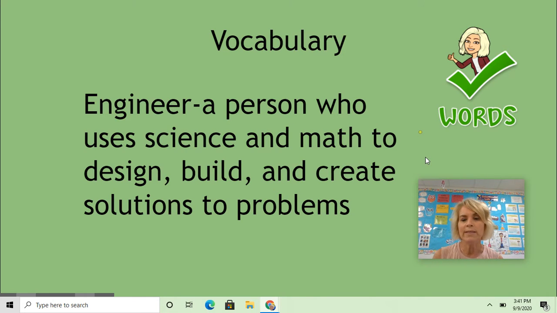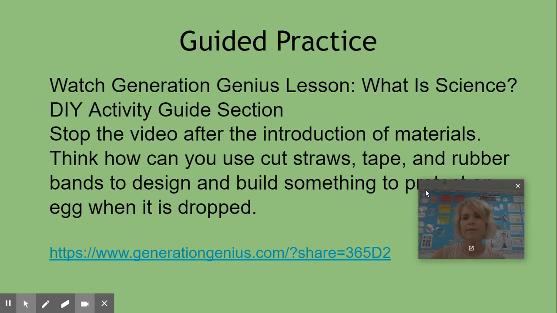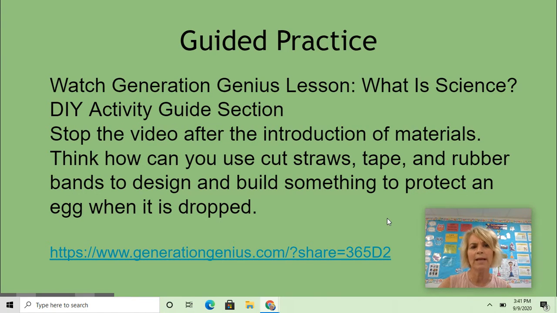And we will be using all those scientific skills this year as a 4th grade scientist. And you'll use them for the rest of your life as a scientist. But today we're going to specifically work as an engineer. So we're going to design and build and create a solution to a problem.